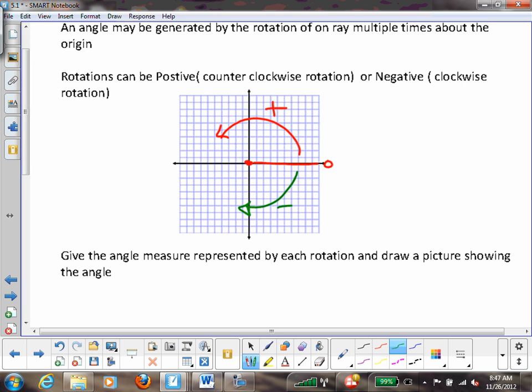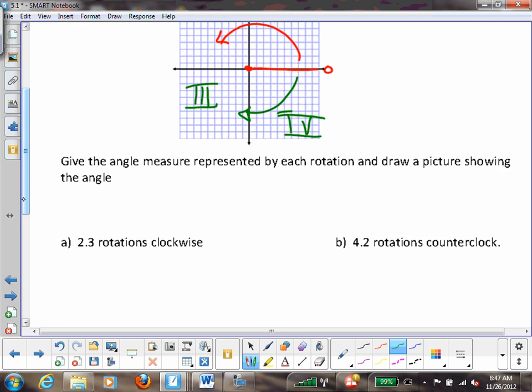All right? This is called quadrant 1. This is called quadrant 2. This is called quadrant 3. This is called quadrant 4. All right.